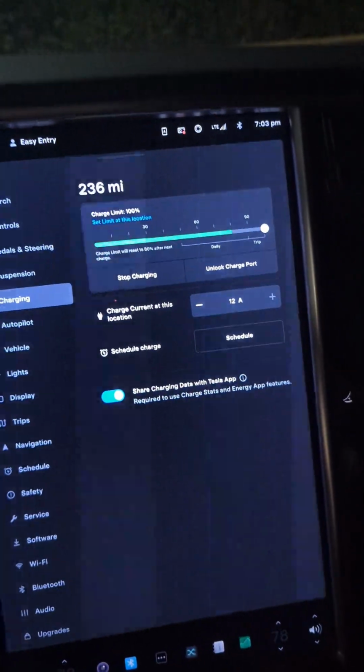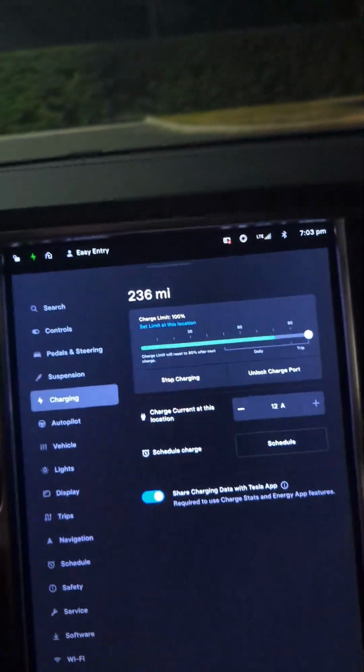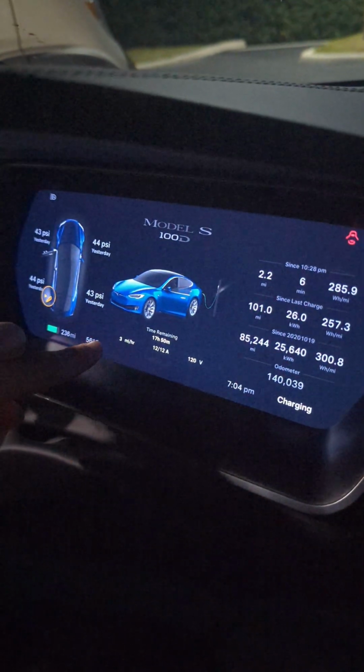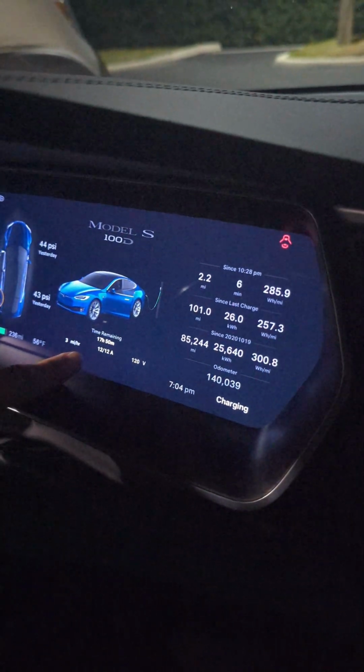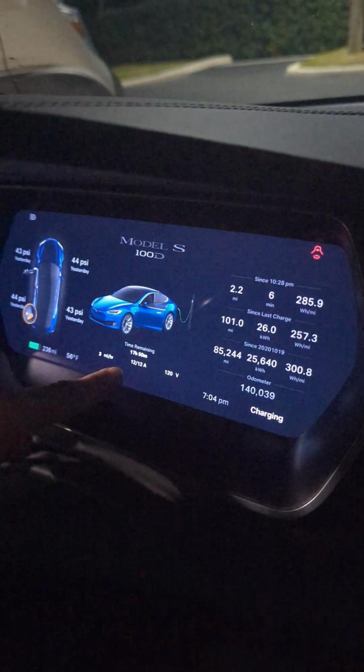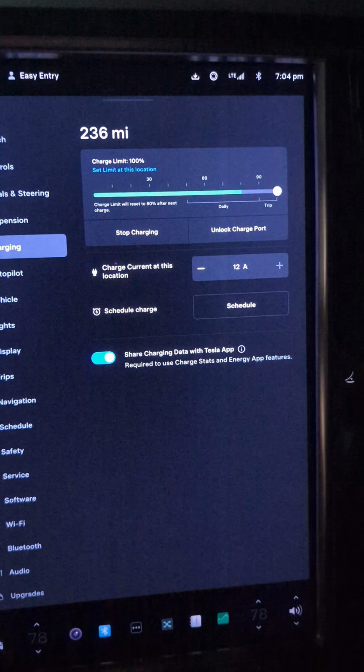On some Tesla charging, you can see that I'm at 236 miles, and I'm only charging at about 3 miles an hour. Sometimes that jumps to 412 amps. And I've added about 75 miles or so, but here's what makes this interesting.